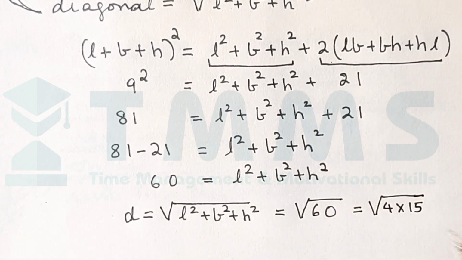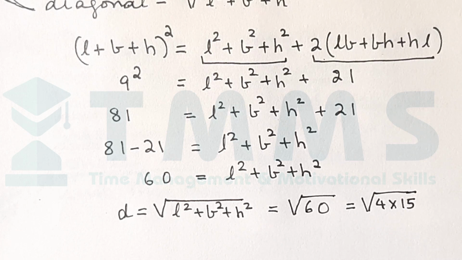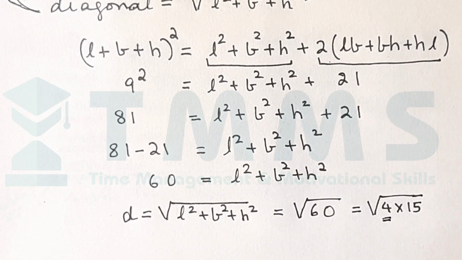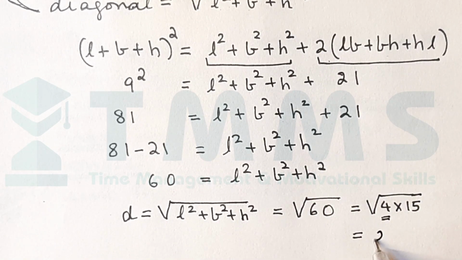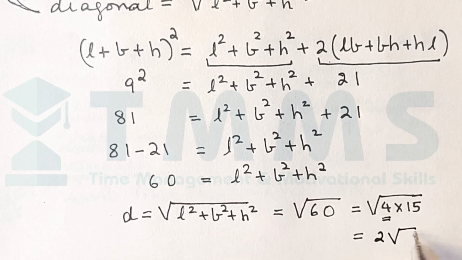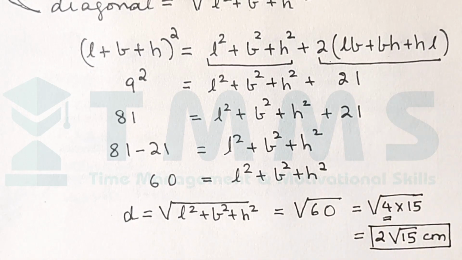Why should I write only 4 into 15? Why shouldn't I write it as 6 into 10? Or why can I not write it as 12 into 5? Now, why did I take this 4? Because 4 is a square number. Square number means I can find the square root of this. So it becomes 2 root 15 centimeter. And that is our answer. Was this good?